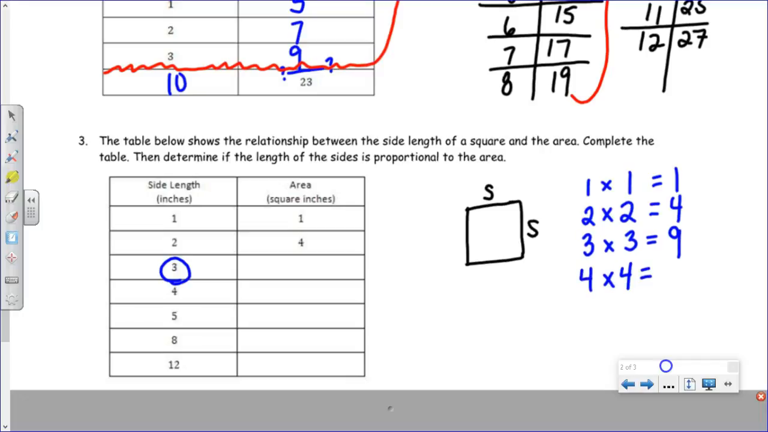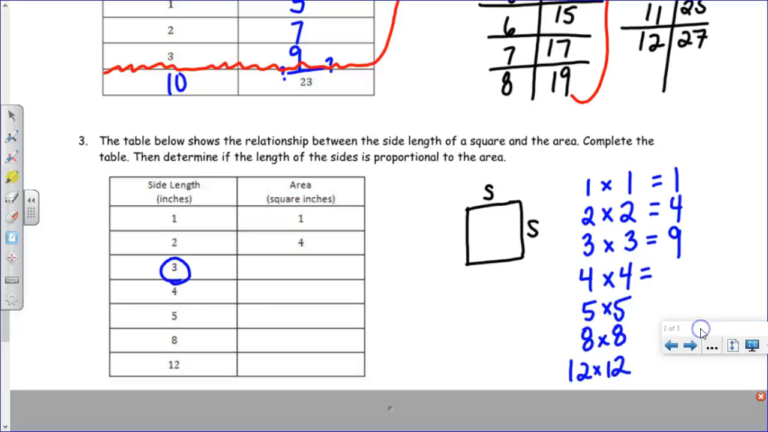Try 4 times 4, 5 times 5, and then they want 8 times 8, and 12 times 12. Go ahead and fill all those in. You can show your work off to the side. I'm going to go ahead and fill in the chart. So pause it now if you're working on that. Okay, here are the answers. 9, 16, 25, 64, 144.